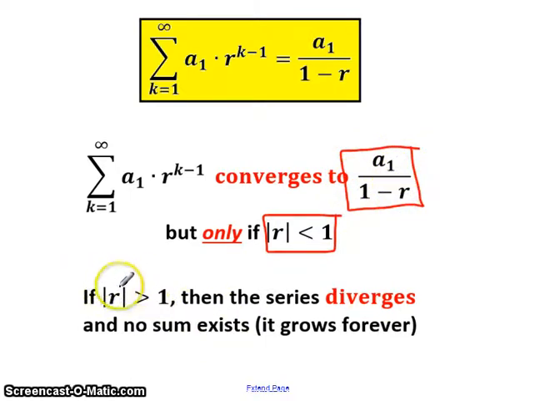If r is greater than 1 in magnitude, the series diverges and no sum exists. That means it grows forever. So you saw a lot of those sequences where, for example, with the rabbits, as we went farther into the sequence, we got bigger and bigger numbers, and they just grow unbounded forever.